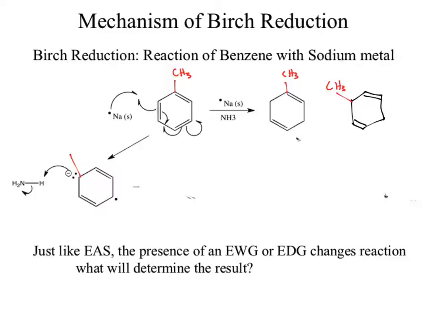Is the anion more stable at a tertiary position? No. So our explanation is going to come down to which is higher in energy, the anion or the radical.